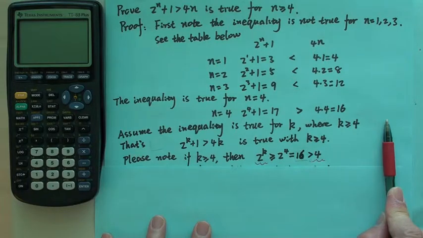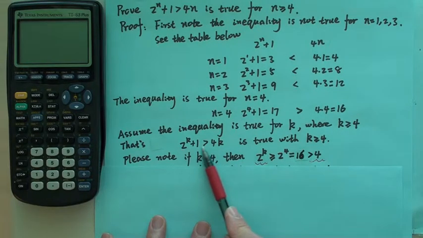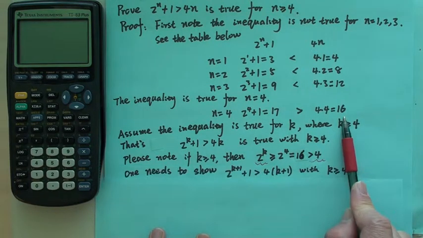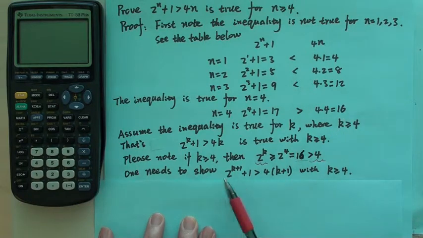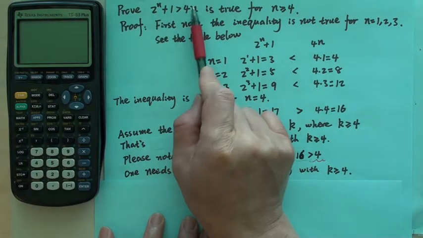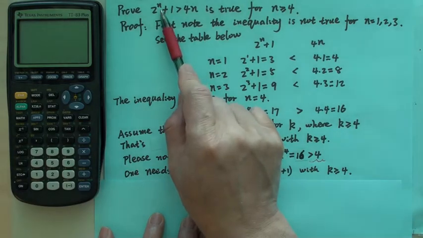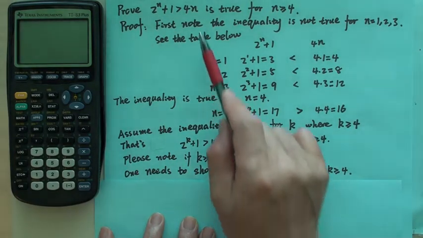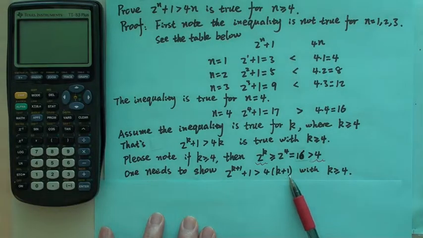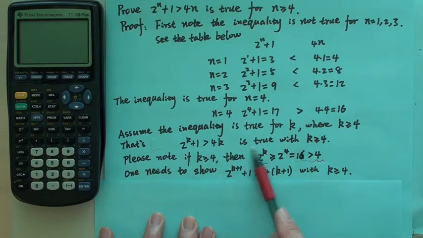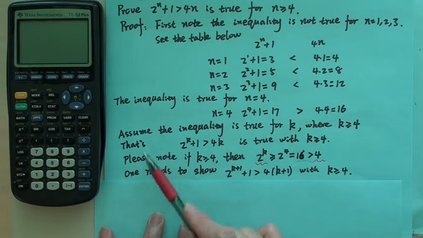Another thing is that, starting with this, we want to prove it is also true for k plus 1. We need to show that when we replace this n with k plus 1, it looks like this. It was n, now replaced by k plus 1. We want to show this is true, meaning we want to prove it under this condition, because we assumed the previous statement is true.